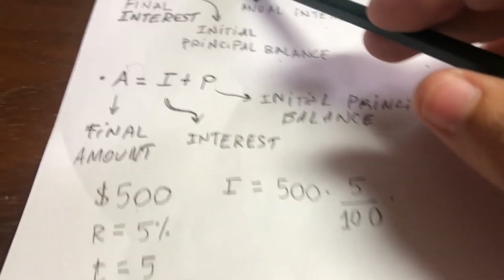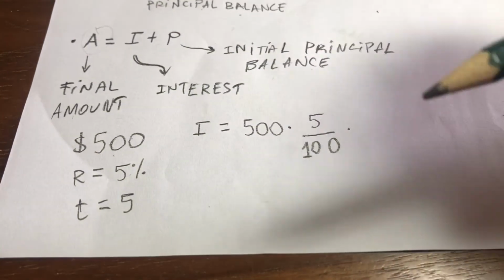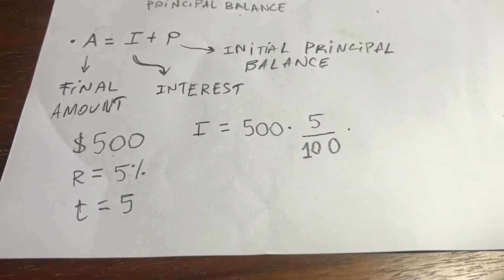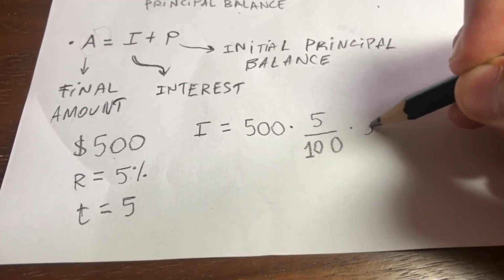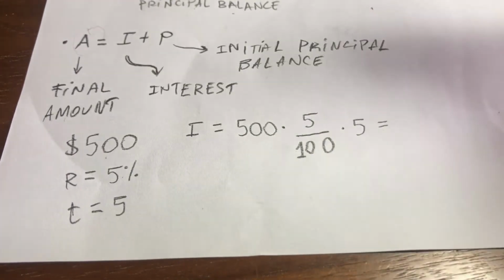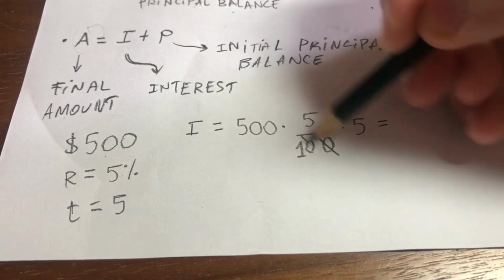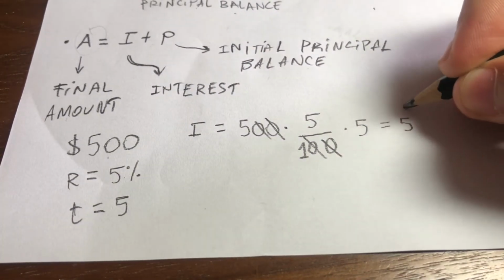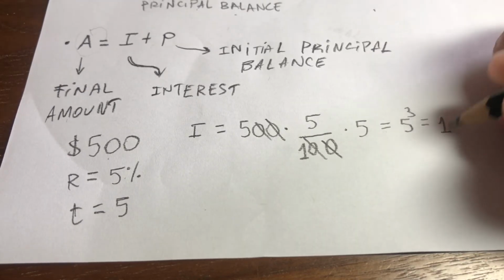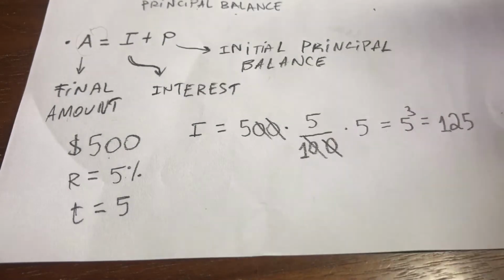Multiplying t, that is the time in years. How many years will it take for me to pay the money back to the bank? 5 here. So the interest the bank is going to earn with this operation will be, cutting zeros, equal to $125. Great, that's the interest.